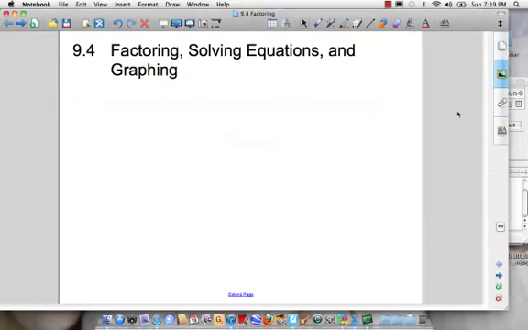In the previous lesson, you learned how to multiply two binomials together, usually resulting in a trinomial. In this lesson, you're going to learn to do the opposite, and that's called factoring. Factoring will prove useful in many situations, but in particular solving equations and graphing.